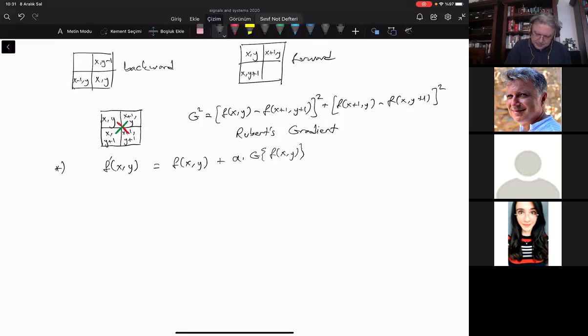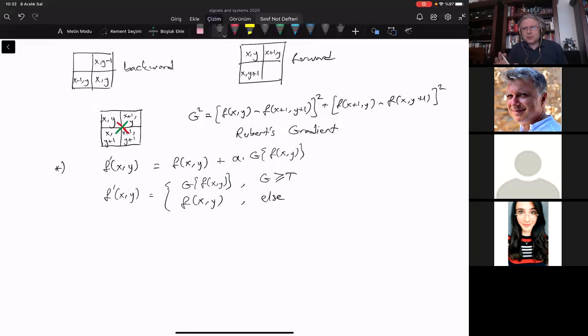Another operation that can be used, it all depends on how it looks and what's your application, what's your purpose. It's like the gradient of f(x,y) can be directly used as the intensity if the gradient is greater than a threshold, and you use the image itself else. So if the gradient is too much, you use that too much value as the pixel.